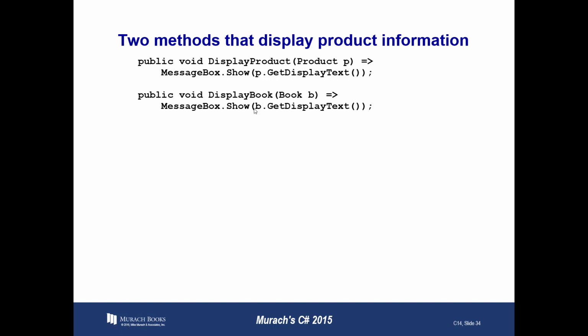Methods that display product information, again. All right. It's going to know based on the parameter that was passed in, and this is something that I didn't really discuss before, but it's a concept that's known as polymorphism, which is one of the hallmarks of object-oriented programming. Poly means many, morphism means forms.